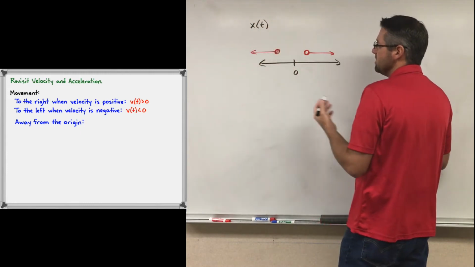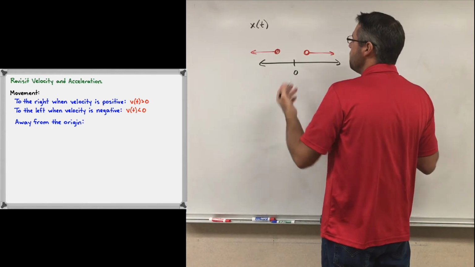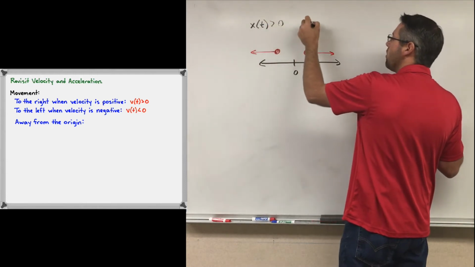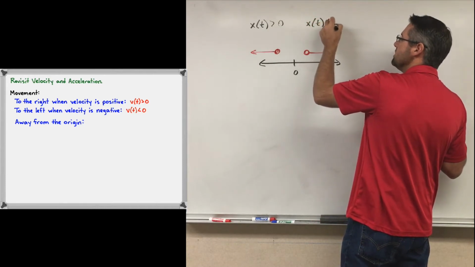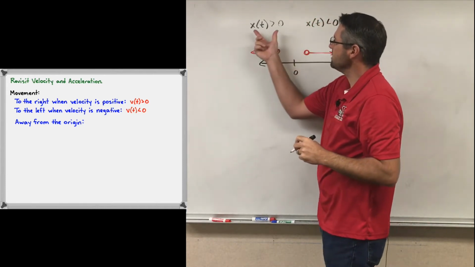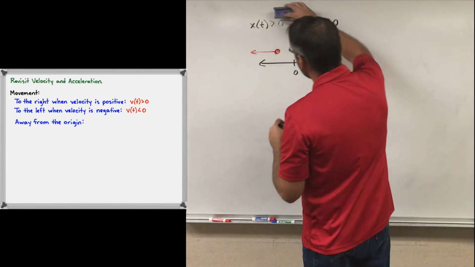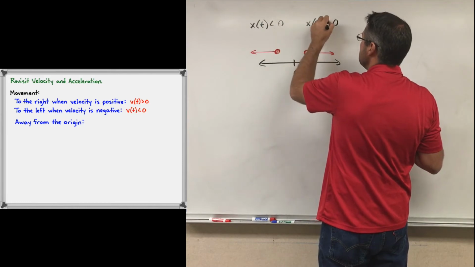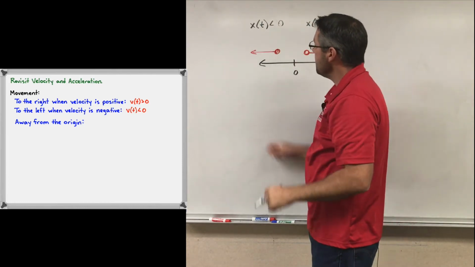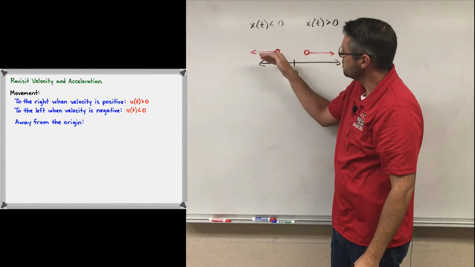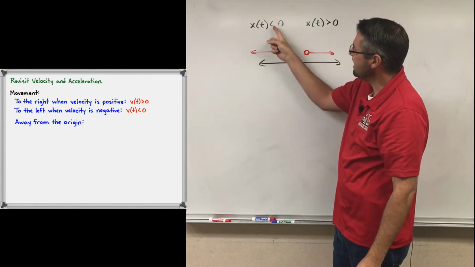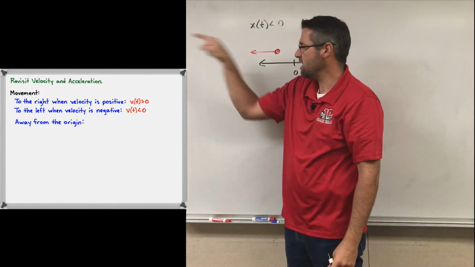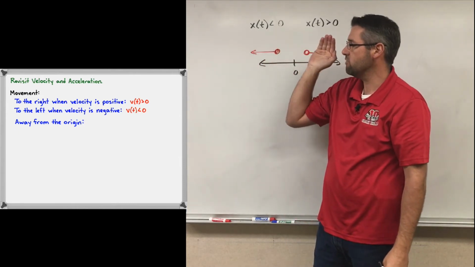So looking at the position function x, we have to ask ourselves whether x of t is positive or whether x of t is negative, right? So if x of t is positive, I guess I should have flipped those around. If x of t is negative versus x of t being positive, okay? Now, how would I move away from the origin if my position is negative? Well, I would have to move in that direction. I'd have to move to the left.